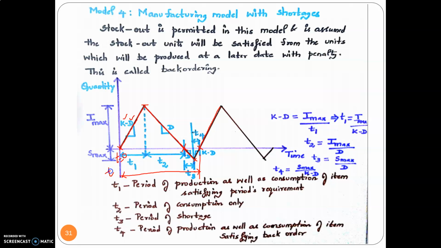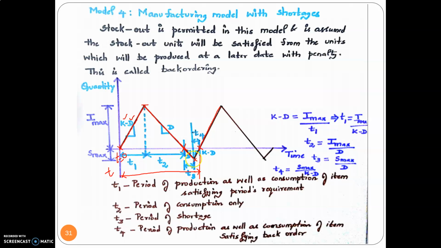This cycle time consists of 4 components: T1, T2, T3 and T4. T1 and T2 are time periods during a positive inventory, and T3 and T4 are the terms during the negative inventory. During the time period T1 you have production as well as consumption, and you are reaching a maximum inventory, and during T2 you have only consumption. Till the point the inventory becomes 0, that is your T2 period.